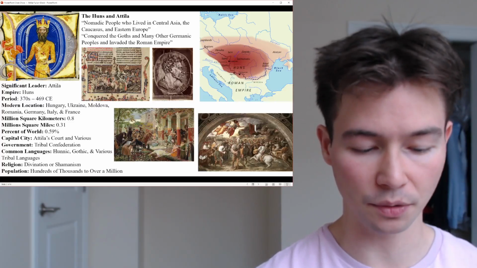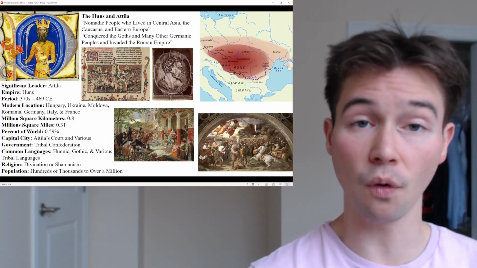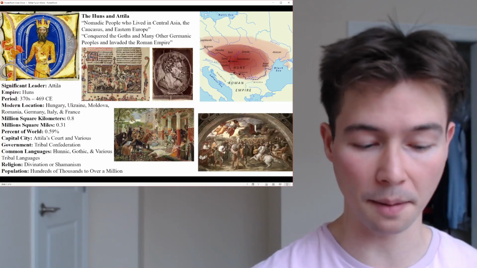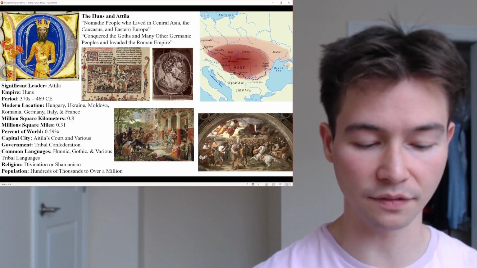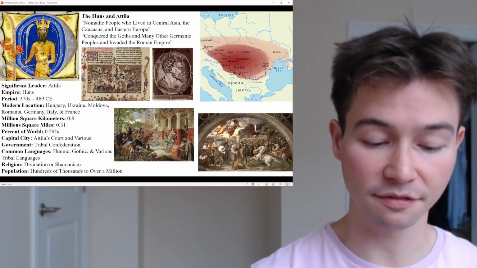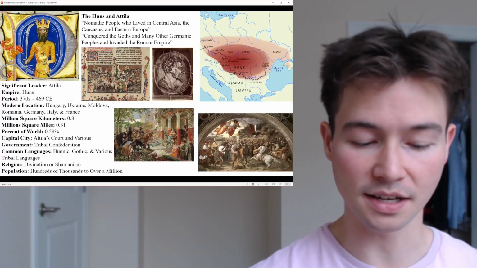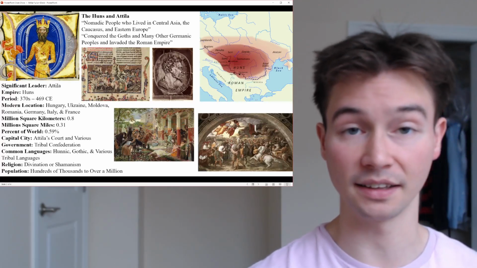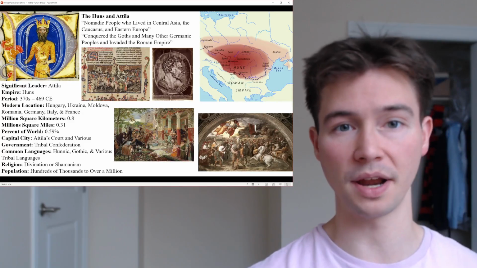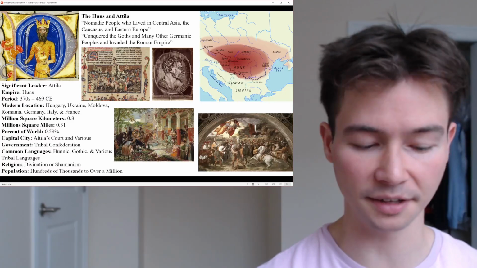As for the height of the Hunnic power, the invasion of the Western Roman Empire marked the height of their power. In 451 CE, Attila launched a massive invasion of the Western Roman Empire, crossing the Rhine River and ravaging Gaul, which is in modern-day France. And the Romans, led by Flavius Aetius, and their Visigoth allies defeated Attila at the Battle of the Catalaunian Plains. So their peak, or their height, was when they invaded the Western Roman Empire, but it also marked the beginning of their decline.